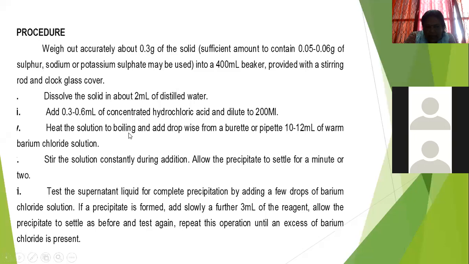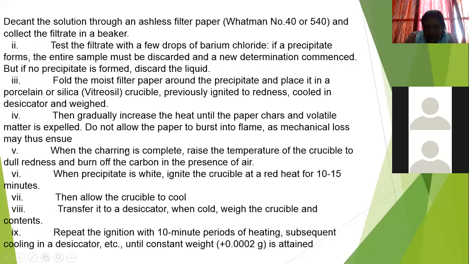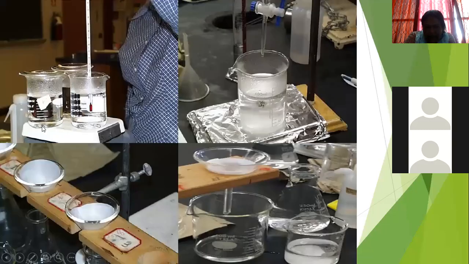Then heat the solution to boiling and add 10 to 12 ml of warm barium chloride solution dropwise from a burette or pipette. Stir the solution constantly during addition. Allow the precipitate to settle for a minute or two. So this is the arrangement for it. The 400 ml beaker you can use for heating.